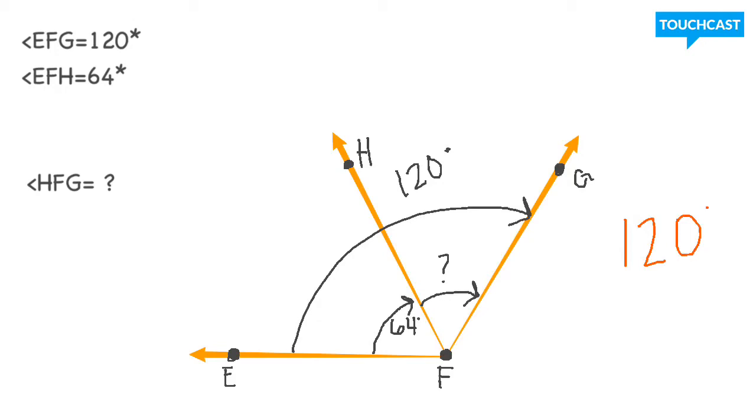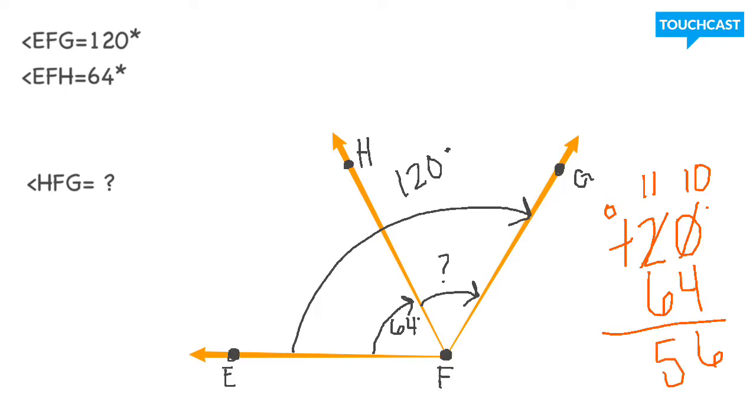Now, since I know that angle EFH is 64, I have to take that part away so that I am left with my missing angle, HFG. So when I subtract, ten take away 4 is 6. I'm going to have to borrow again. 11 take away 6 is going to be 5. I know that angle HFG is going to be 56 degrees.